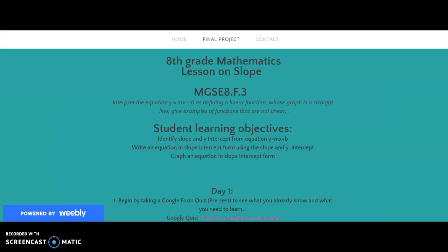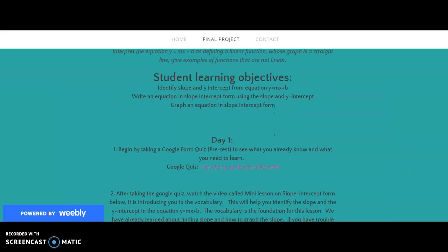They have to be able to identify the slope and the y-intercept in order to fully comprehend and interpret what the equation y equals mx plus b means. They have to be able to write an equation in slope-intercept form using the slope and the y-intercept. They can either be given the slope and the y-intercept as m equals, b equals, and put them together, or they may have to find them from a graph and then write the equation. And then they need to be able to graph an equation in slope-intercept form.